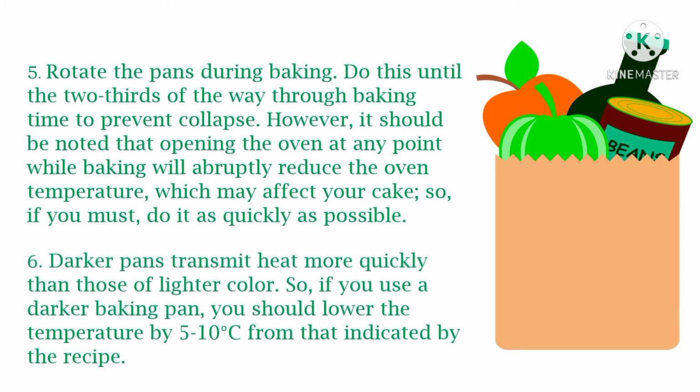Number 6. Darker pans transmit heat more quickly than those of lighter color. So if you use a darker baking pan, you should lower the temperature by 5 to 10 degrees Celsius from that indicated on the recipe.